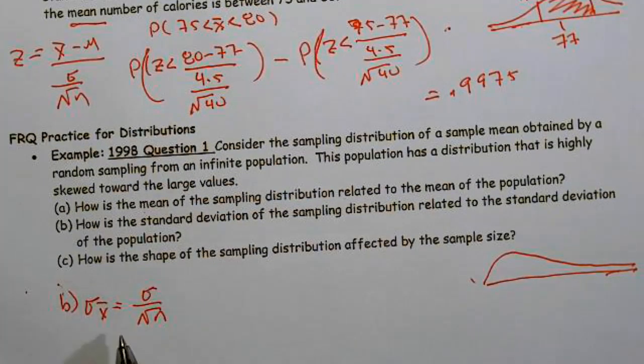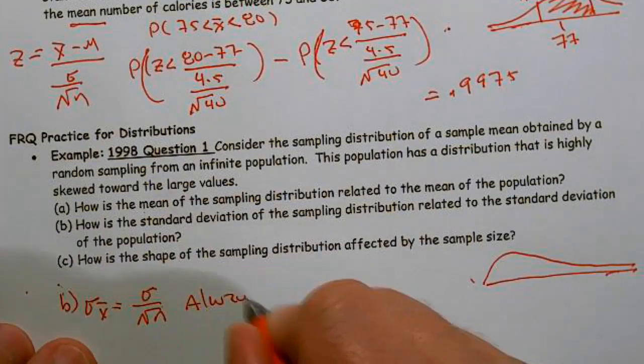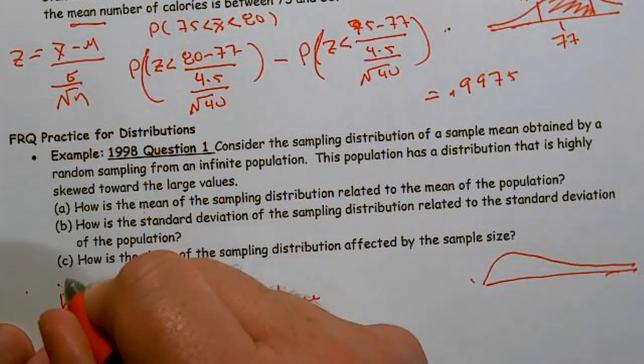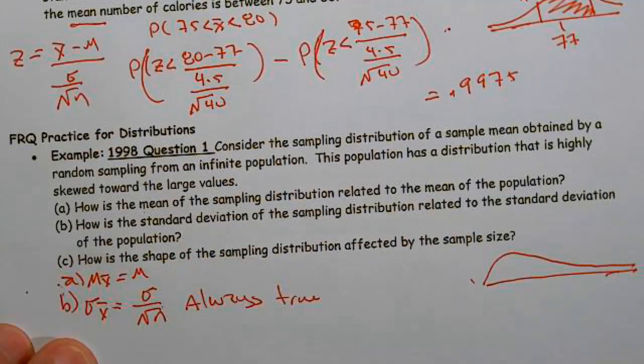You would need not just to put it in symbols, you'd have to say that. The standard deviation of the sampling distribution equals the standard deviation of the population divided by the square root of n. And that is regardless of sample size. N does not have to be 30. This is always true. And by the way, I should say that for A, the mean of X bar equals the mean of the population. That's always true as well.